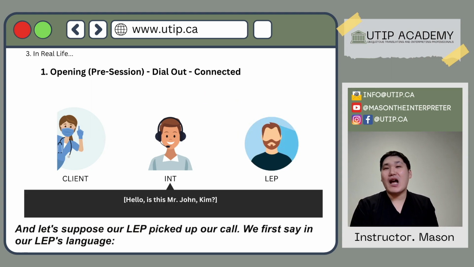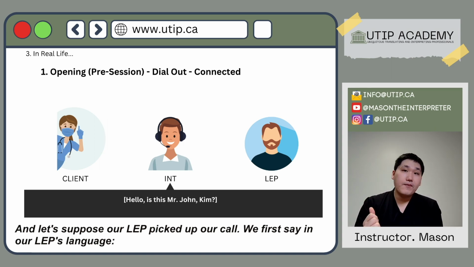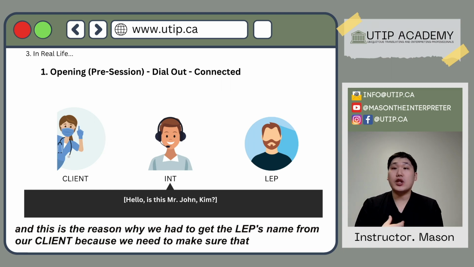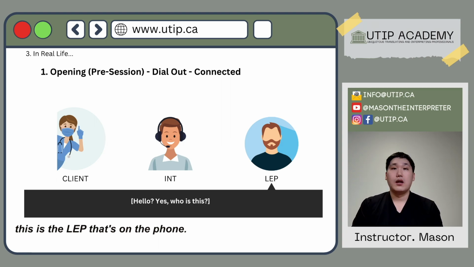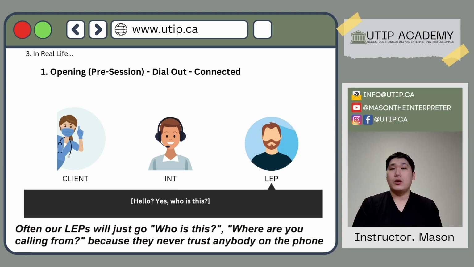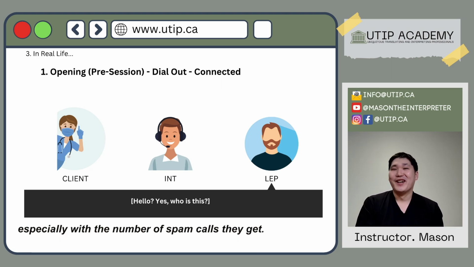And let's suppose our LEP picked up our call. We first say, in our LEP's language, hello, is this Mr. John Kim? And this is the reason why we had to get the LEP's name from our client, because we need to make sure that this is the LEP that's on the phone. Often our LEPs will just go, who's this? Where are you calling from? Because they never trust anybody on the phone, especially with the number of spam calls they get.